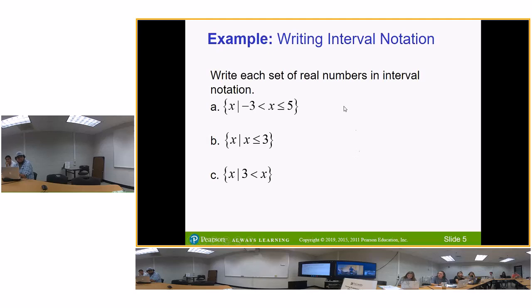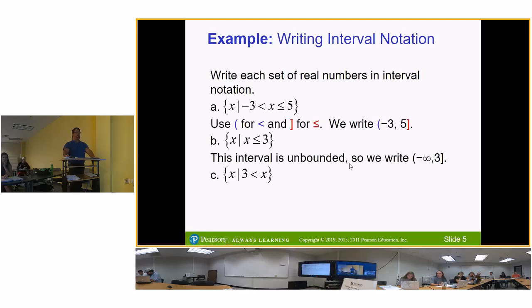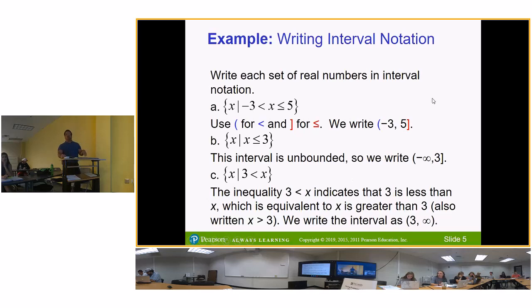Interval notation. This is parenthesis, -3, comma, 5, bracket. This, negative infinity, comma, 3, bracket. Negative infinity has a parenthesis on it. Here, 3 with a parenthesis, comma, infinity, parenthesis. And there's the answers. We've already covered this, and I'm just trying to make sure I cover everything.